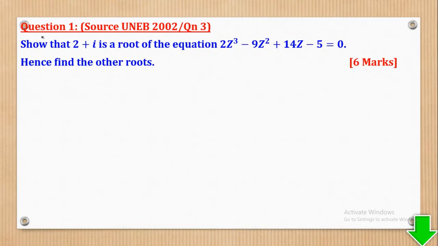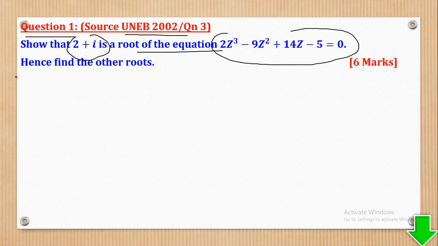So with that brief intro, we shall go through this question. Question 1 came from UNEB 2002 paper 1 question 3 and says show that this is a root of the equation this. Now this is the cubic equation, and hence find the other roots.